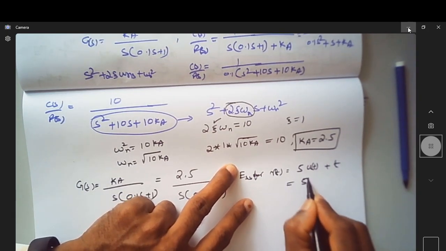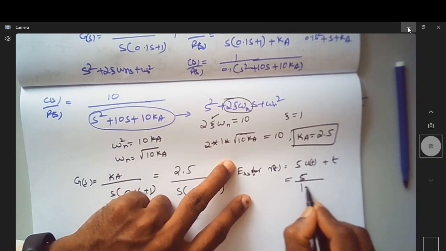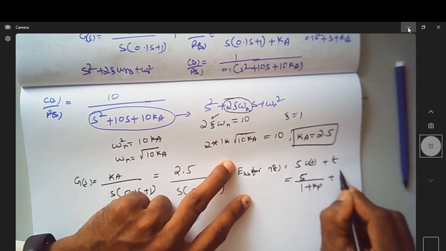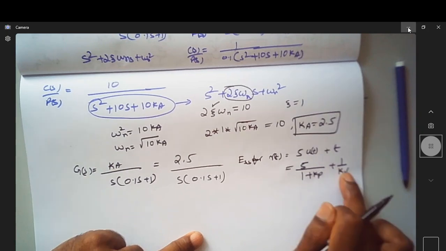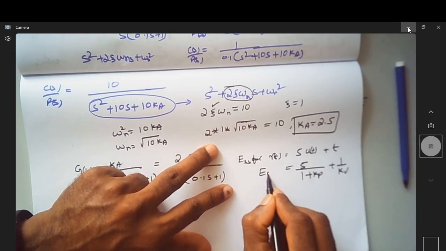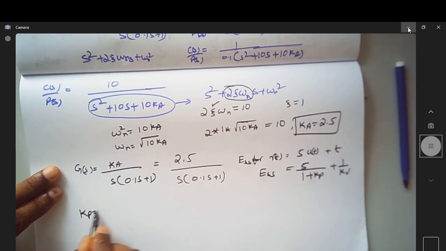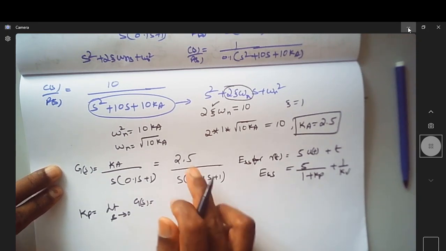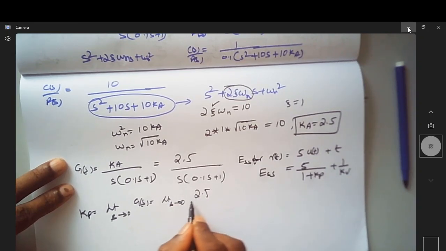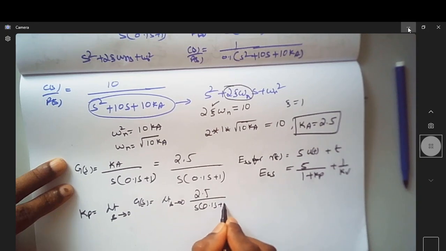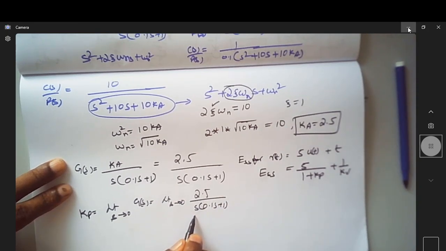It is now nothing but 5 over 1 plus Kp for the unit step, and for the ramp it is 1 over Kv. Now we need to find the value of Kp and Kv to find the overall ESS. So what is Kp now? Kp is the limit of s tending to 0 of G(s), which is the limit of s tending to 0 of 2.5 by s into 0.1 s plus 1. When you apply the limit of s to 0, this will become 2.5 by 0, which is infinite. So Kp is infinite.